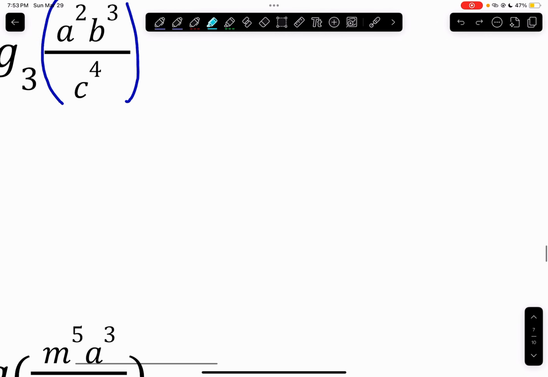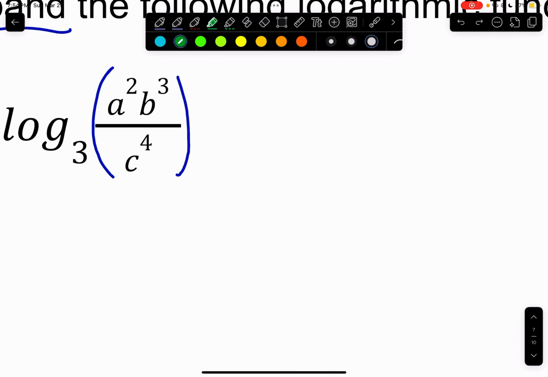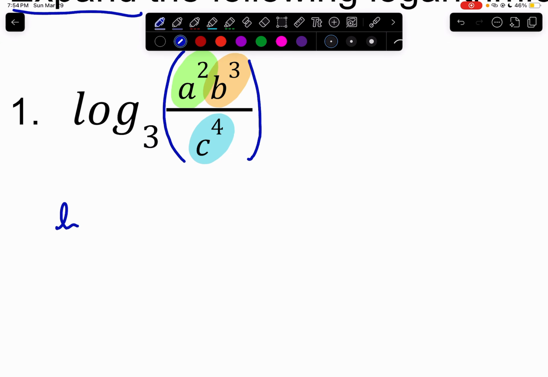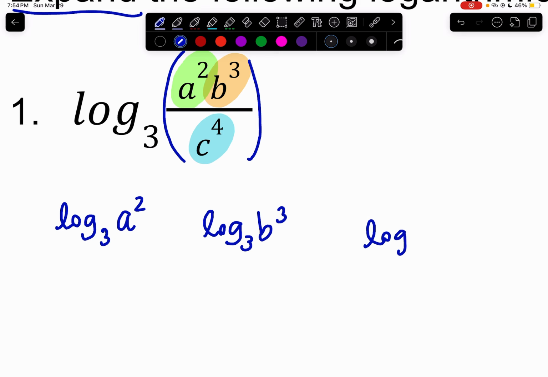So let's see. I don't know why that keeps sliding. The first component that I see is a squared, and then I see b cubed, and then I see c to the power of 4. So that tells me there are 3 components to my argument. I'm going to have 3 separate logs: log base 3 of a squared, log base 3 of b cubed, and log base 3 of c to the power of 4.